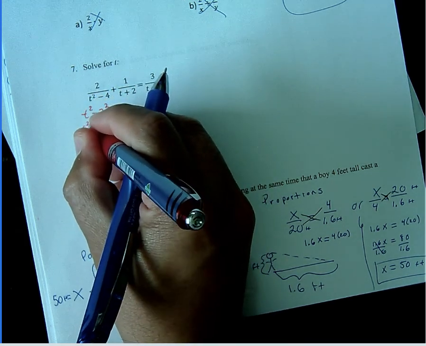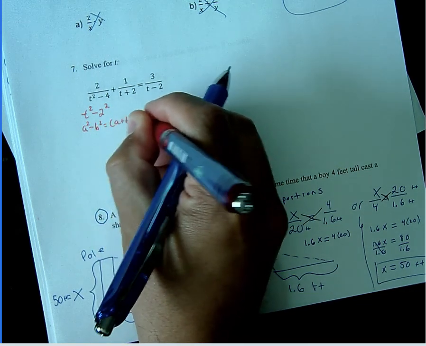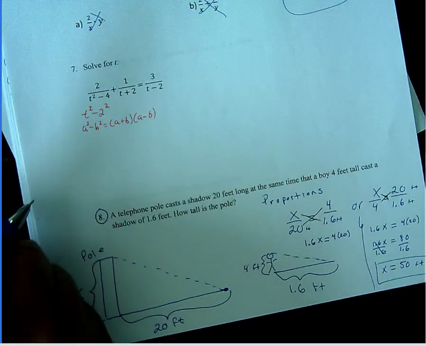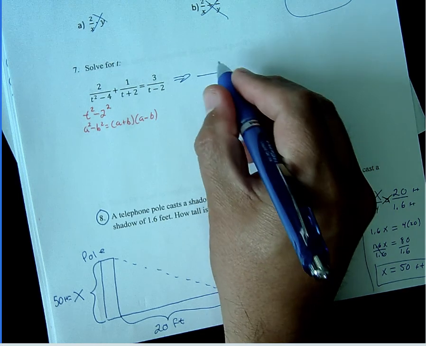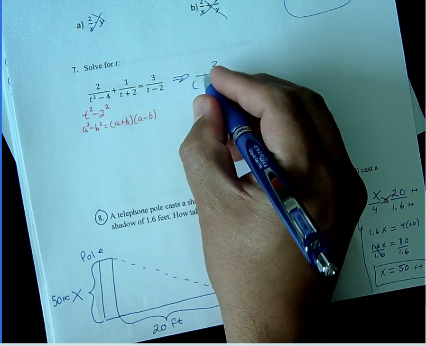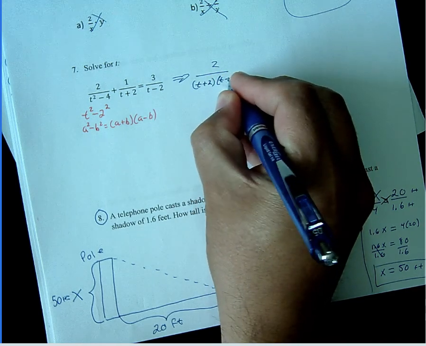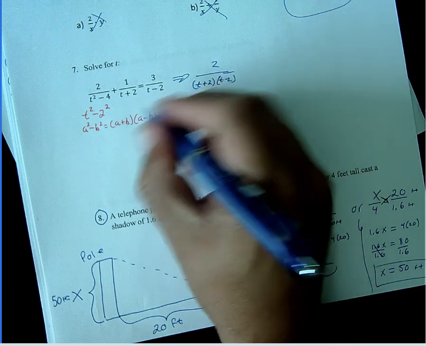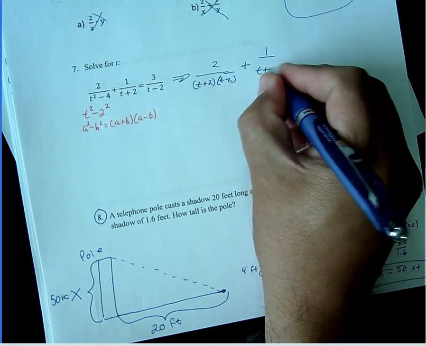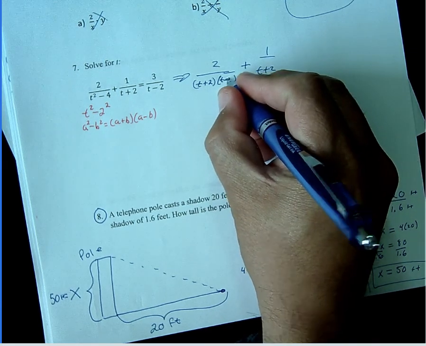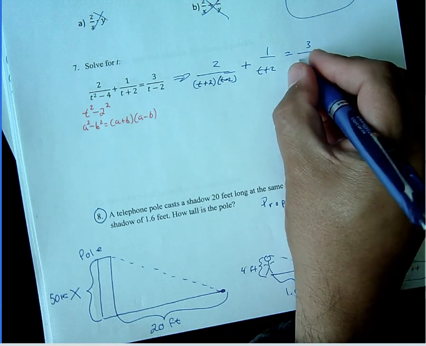So a squared minus b squared equals a plus b, a minus b, right? So in this case it is 2 over t plus 2 and t minus 2. That's the factor of this, plus 1 over t plus 2 equals 3 over t minus 2.